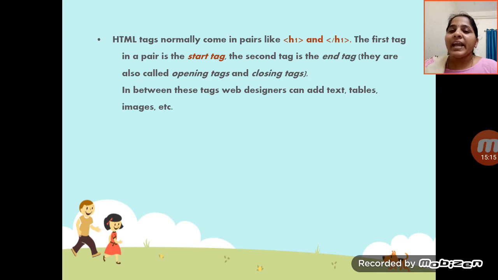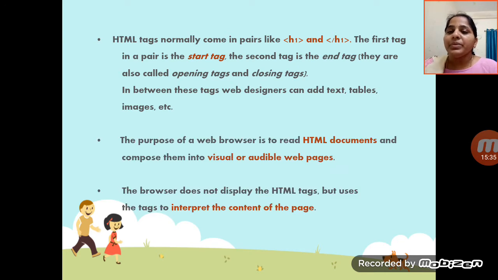In between these tags, web designers can add text, tables and images. The purpose of a web browser is to read HTML documents and convert them into visual or audible web pages.